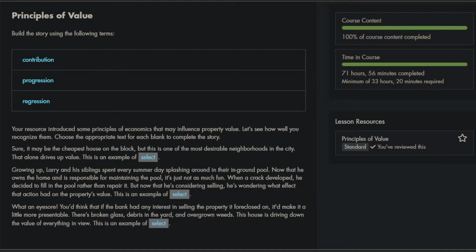Sure, it may be the cheapest house on the block, but this is one of the most desirable neighborhoods in the city. That alone drives up value. This is an example of progression, I think. We'll find out.